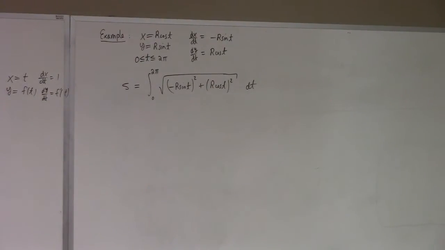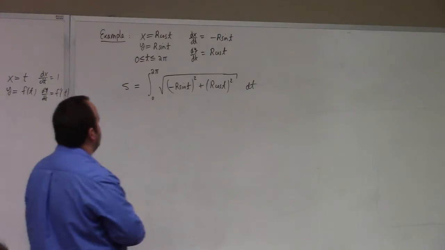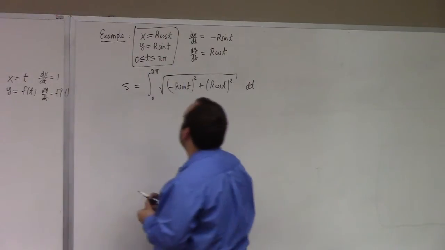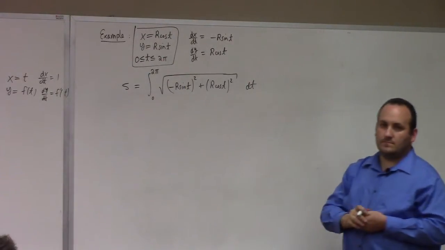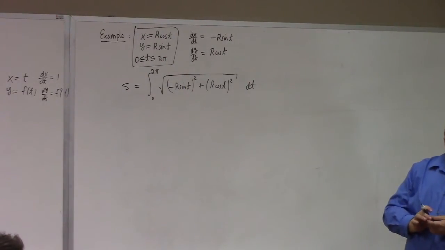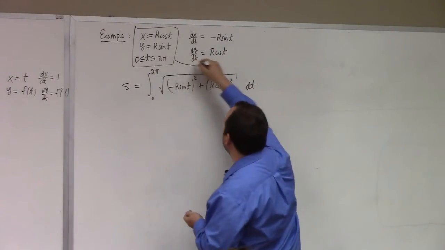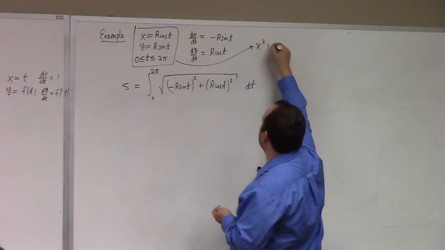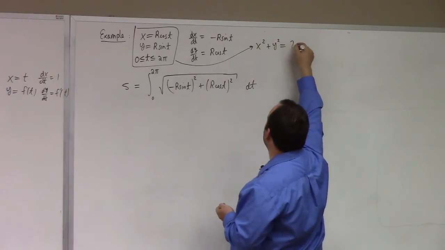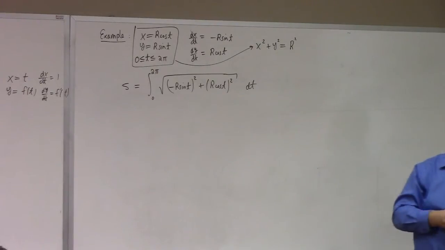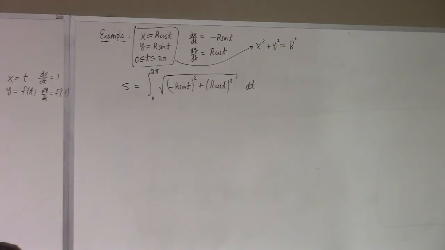So these are, by the way, the parametric equations of a what? A circle, right. If you look at these, you can see that x squared plus y squared is equal to r squared. So in fact, these are the parametric equations for a circle, and we're calculating the arc length of a circle right now.